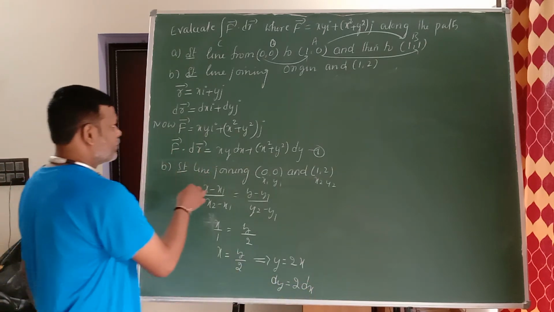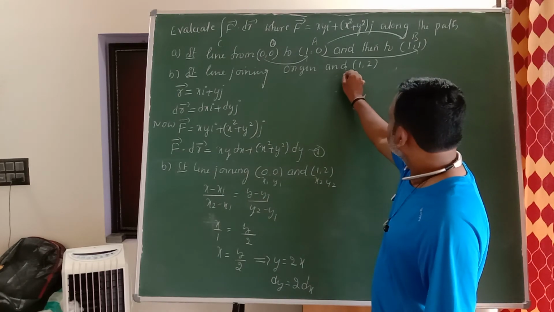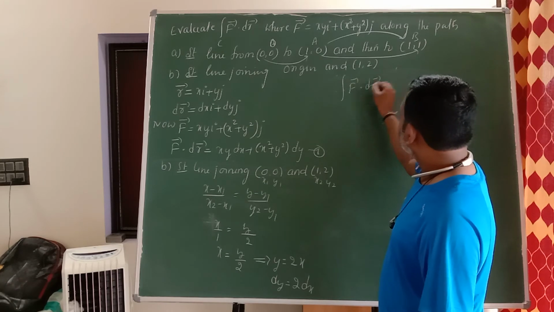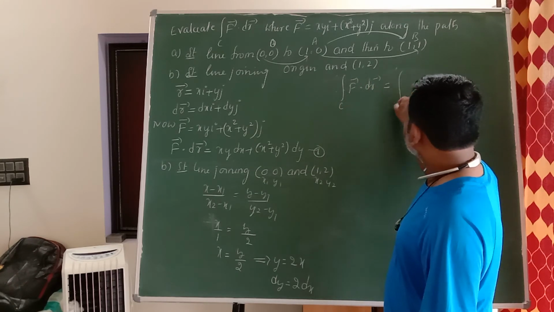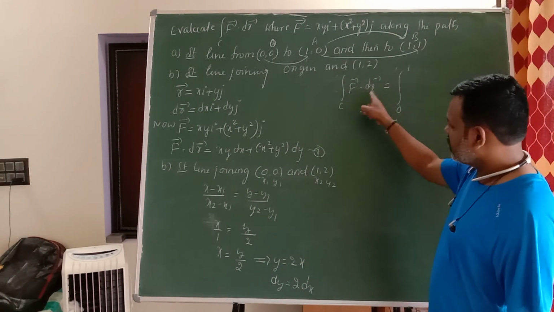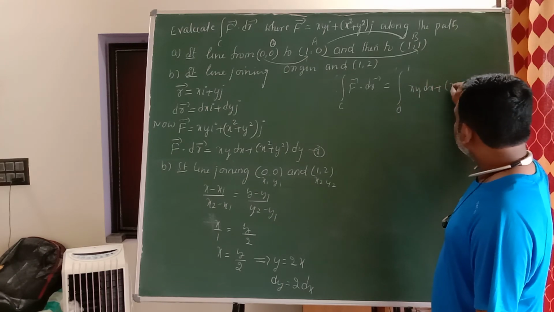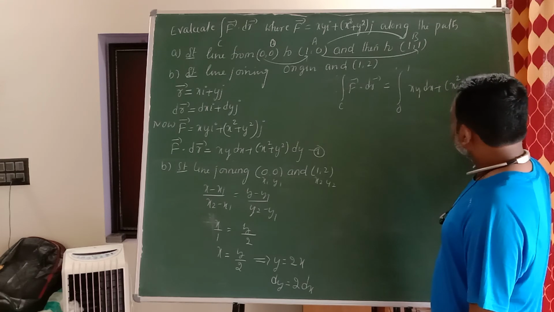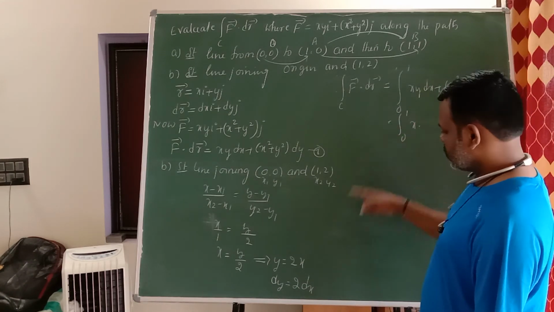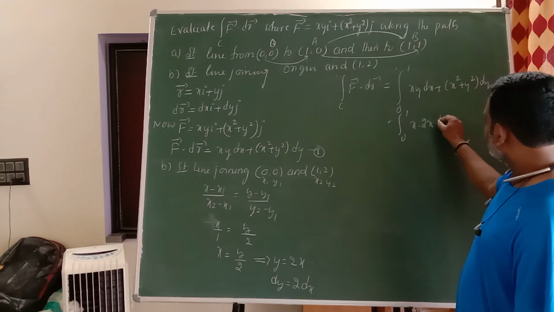Just substitute here. Therefore, what we want here? Just have a look at it. So ∫ F·dr over C, from where to where? From 0 to 1, right? So here also from 0 to 1. Substitute here F·dr. So F·dr is what? xy into dx, am I right, plus (x square plus y square) into dy. But now replace, 0 to 1: x is there, y is nothing but 2x here. So it is x times 2x into dx.